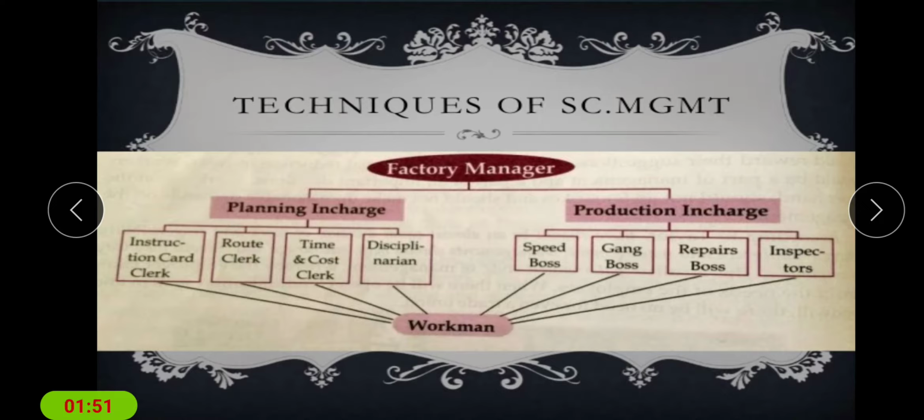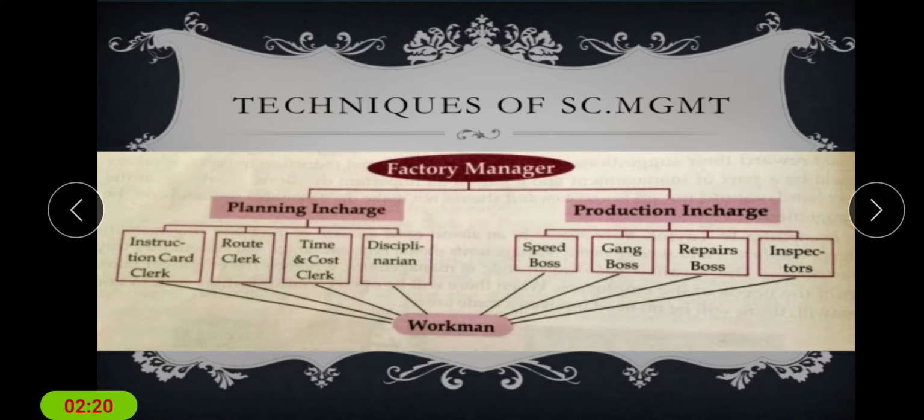These are under planning department. 4 foremen must be appointed: number 1, instruction card clerk; 2, route clerk; third, time and cost clerk; fourth one is disciplinarian. Now in production department, 4 functional foremen should be appointed: speed boss, gang boss, repairs boss, and inspectors.